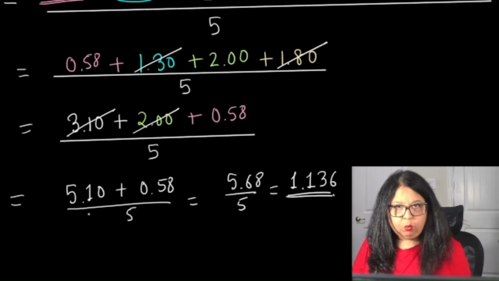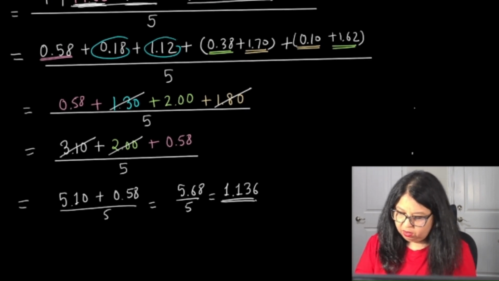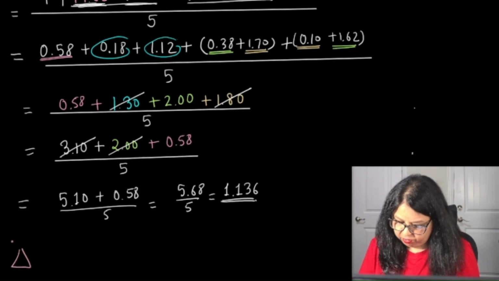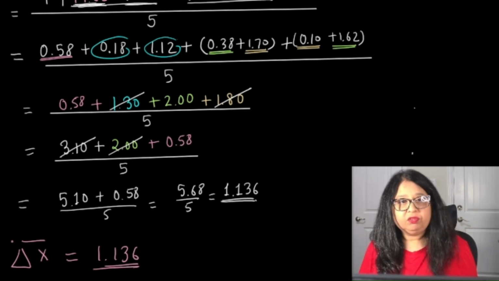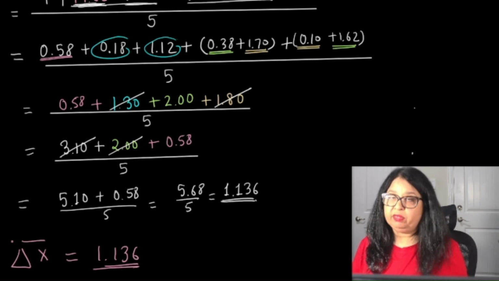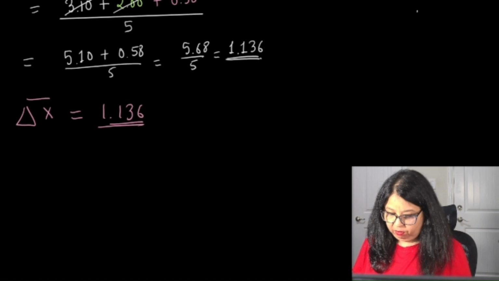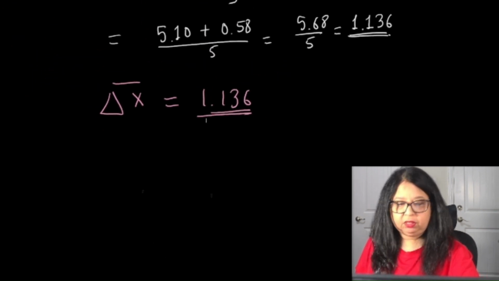This is going to be equal to 1.136. So what we have done here is we have solved for the mean absolute value of x, 1.136. This is our answer. What are we going to solve for next? Fractional error, also known as relative error. Alright, let's do it.